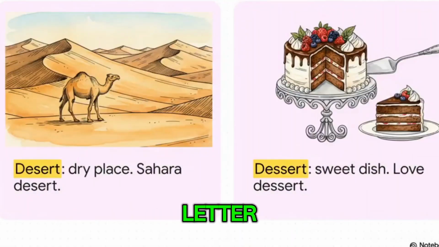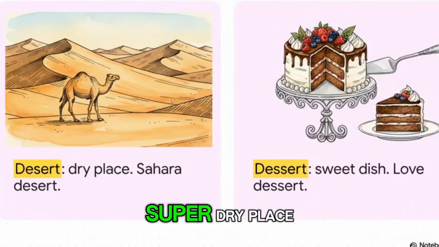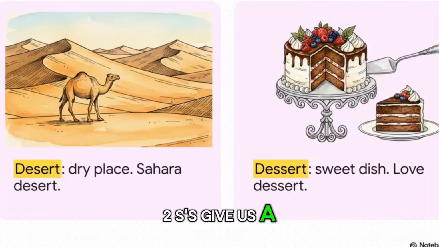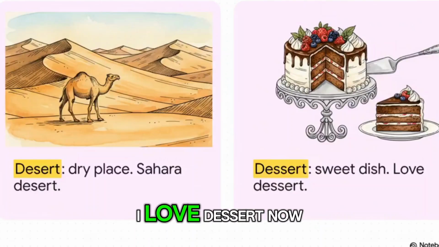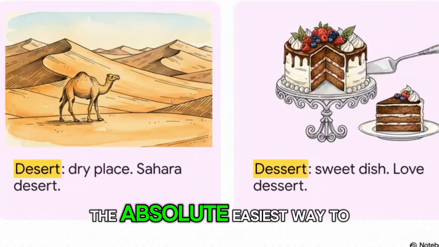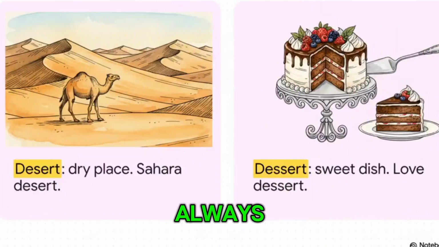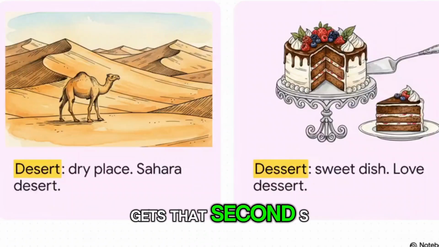Speaking of an extra letter, let's look at desert versus dessert. One S gives us a super dry place. The Sahara is a desert. 2 S's give us a delicious sweet dish. I love dessert. Now, the absolute easiest way to anchor this spelling into your memory is to remember that we always want a second piece of cake, which is exactly why dessert gets that second S.